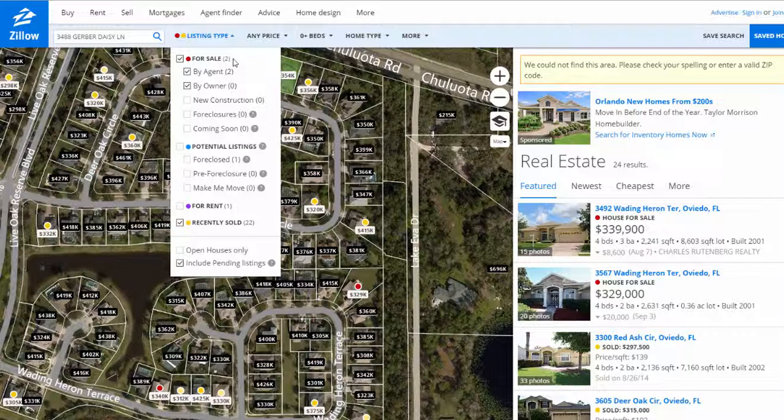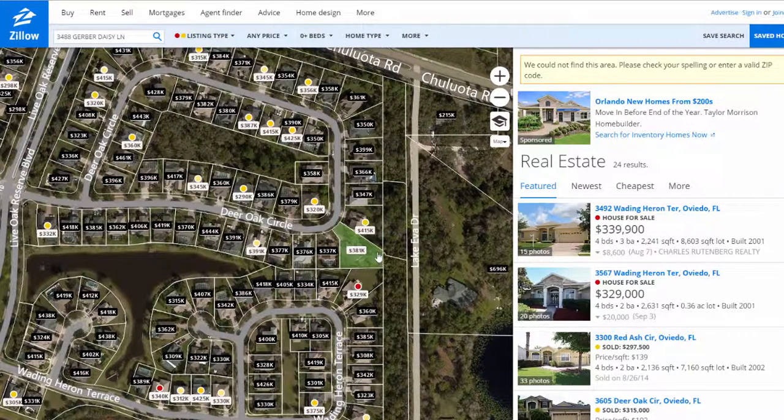They usually sell anywhere from 3 to 10% below the listing price, depending upon your area. Okay, the average is usually right around 5% below listing price. Okay, that's just an average. You can find that out from a realtor in your market. What we want are the recently sold. That's really what we're focusing on.